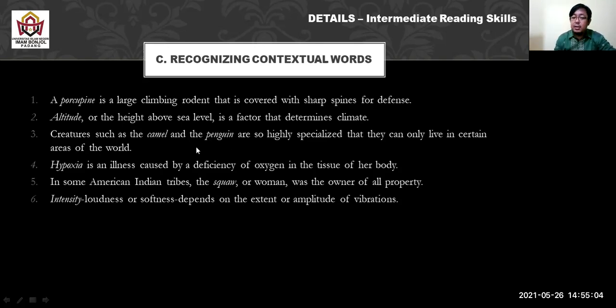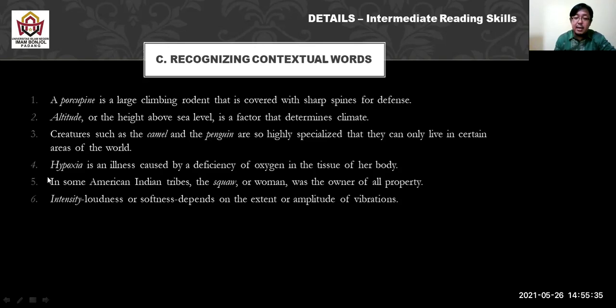So if there are words like camel and penguin, what are they? They are creatures living in certain areas of the world. If you are asked, what is altitude? The answer is the height above sea level. That's the meaning of altitude. Meanwhile, if you are asked, what is porcupine? You can answer by saying, a porcupine is a large climbing rodent that is covered with sharp spines for defense. If you find this in the options, then you need to choose this one.